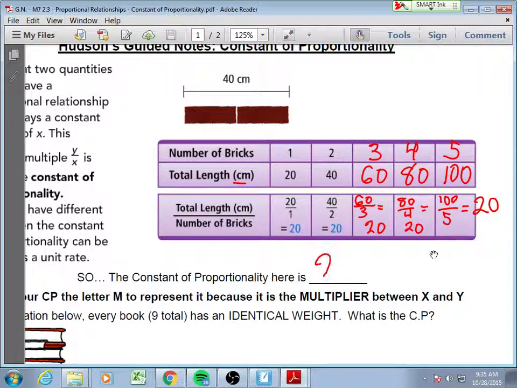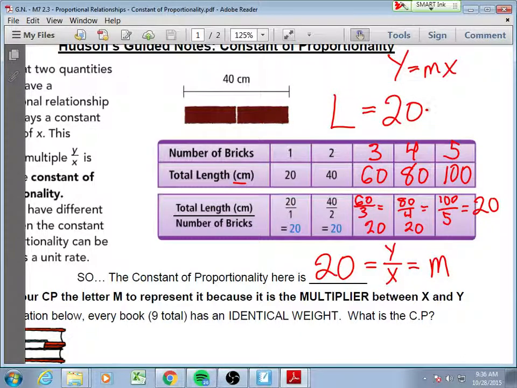You can always find the constant of proportionality by doing your y value divided by your x value, whatever that answer is. That is your constant of proportionality. That is also what we call m in that equation, y equals mx. It's the answer to all of those ratios. So we could say the total length of bricks is 20 times the number of bricks.